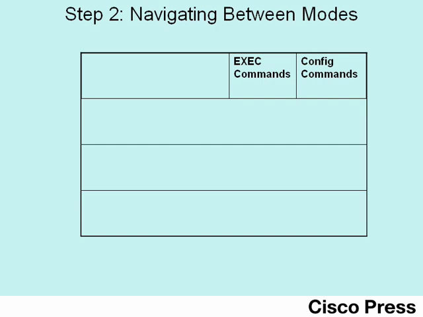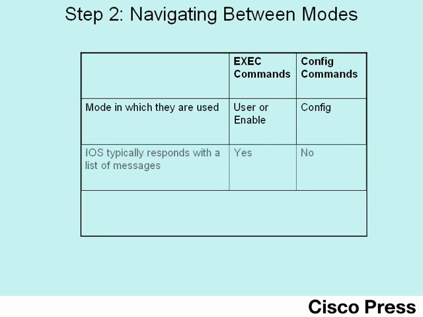As you see here in the table, they've got some differences. First of all, exec commands are only used in user or enable mode, whereas configuration commands are only used in config mode. The main difference is the following. When you type an exec command, you expect IOS to give you some messages back. Typically these commands display information about what the router's doing, whereas config commands, you don't get any messages in return.